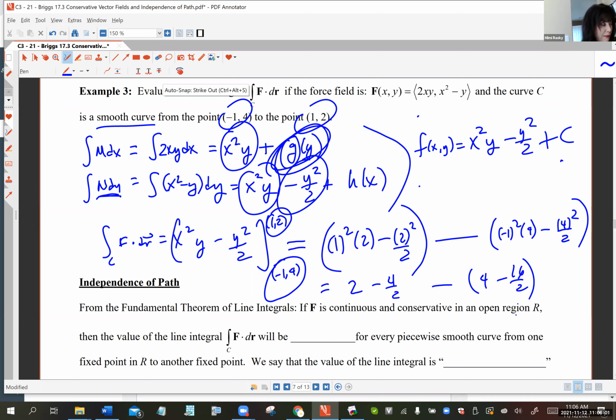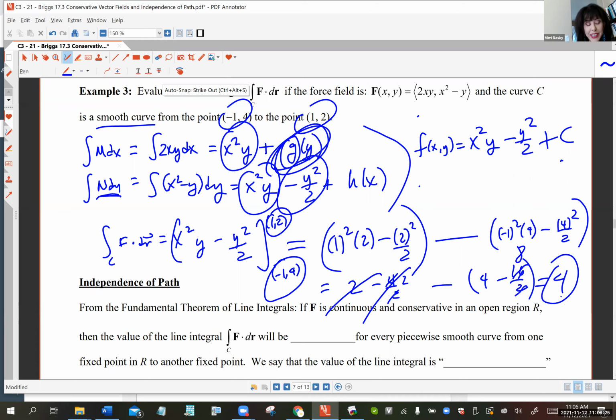Okay, clean up that mess. This looks like it reduces to 2, so 2 minus 2 is 0. That goes away, fine. 16 divided by 2 is 8, so 4 minus 8, negative 4, negative 4. Looks like a positive 4. Final answer, positive 4. And we're done. I applied the fundamental theorem of line integrals. Pretty exciting, isn't it?